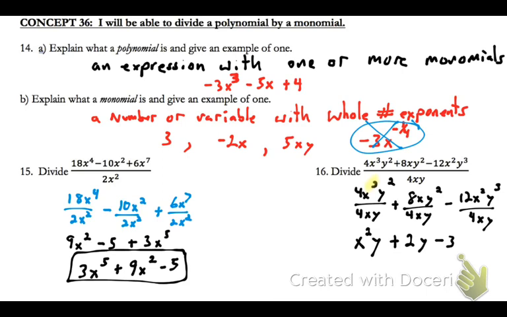X squared divided by x is x to the first. Y cubed divided by y is y to the second. And we can leave our answer like that. Maybe you could make an argument that you would switch the 2y and the negative 3xy squared. Typically, we're going to leave the y squared at the end when we have the x squared at the beginning.